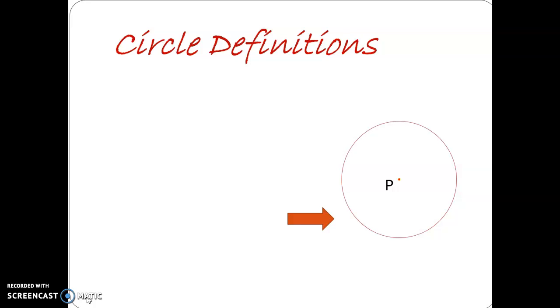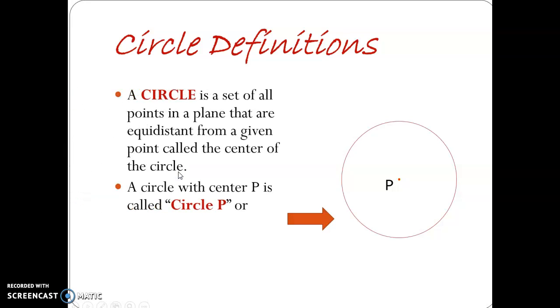Okay, so just kind of following along with your notes, and please know that some of the letters are not going to be the same, but that's okay. We're going to go over some parts of a circle that you absolutely need to know. Okay, so the first couple definitions, we're going to be talking about a circle.